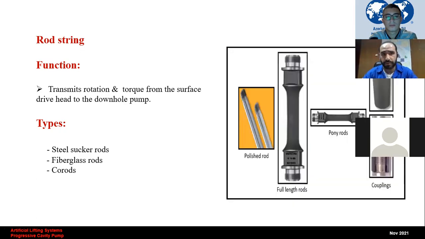As we said, the most commonly used is the steel sucker rod. A conventional sucker rod string will consist of a polished rod at the surface, a steel rod with a chrome-plated surface. Just the smooth surface will be required at the surface to provide the necessary seal with the stuffing box to prevent any leakage. Then we will have full-length steel sucker rods, pony rods, just like the full length but with shorter sections, and couplings to connect the sucker rods together.